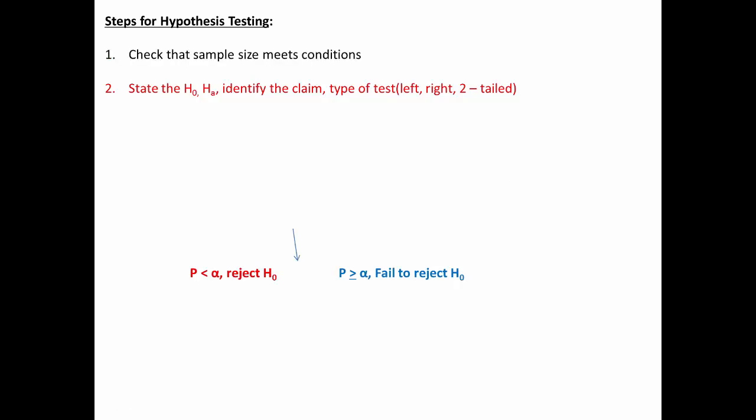All right. So steps for hypothesis testing. Number 1, can you do it? Do you have a large enough sample size to make these correlations? So that's the np greater than 5, or n times 1 minus p also greater than 5. Is it large enough to be able to do this hypothesis testing? Step 2 is exactly the same as step 1 of all the others. State the null, alternative, which one's the claim, and the type of test.